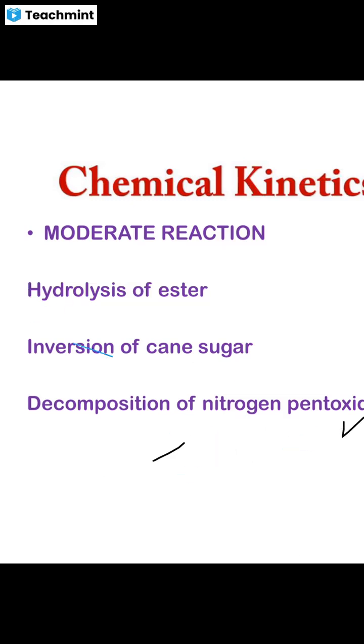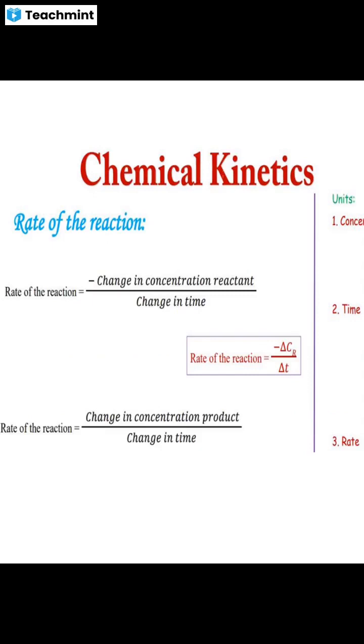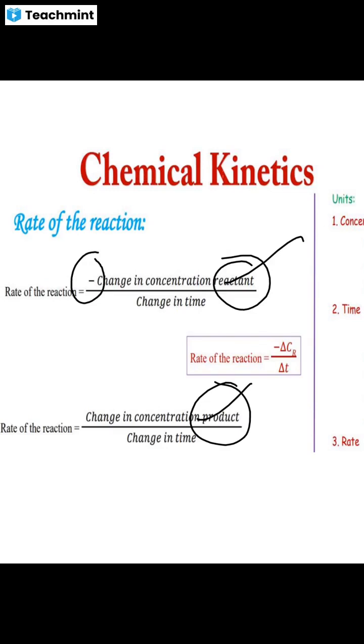Now we have completed the types of reaction, and move to the next one. What is the rate of the reaction, what is the speed of the reaction, how is the rate of the reaction defined? It is the change in the concentration of the reactant or the change in the concentration of the product. Why is a minus sign used here? The negative sign represents the decrease in the concentration of the reactant.